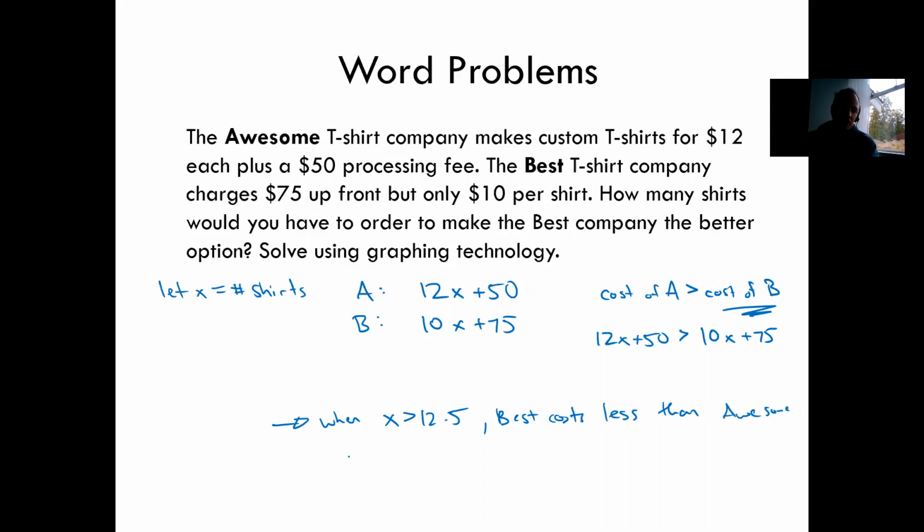Now you can't really sell 12.5 shirts, so what you would logically conclude is that x would have to be greater than 13. Now you might even say greater than or equal to, because 13 would actually count, so I think we would include that there. It's not strictly 12 and a half, but x is greater than or equal to 13 would be the most sensible answer.